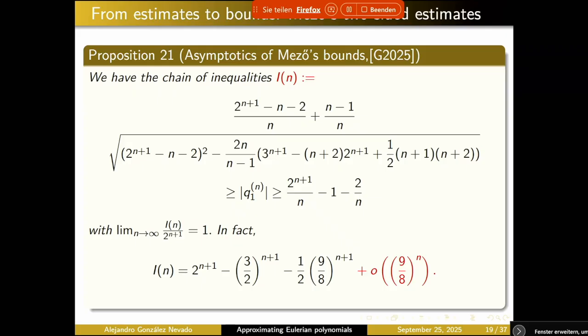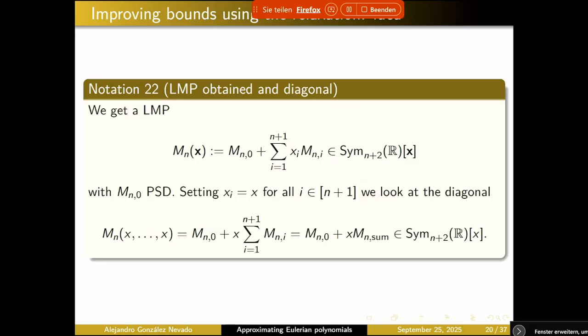And then we try to do that now with the new polynomials that we have. So how do we do this? We apply the relaxation, and then we get this linear matrix polynomial, and now we look at the diagonal. We are going to measure how good the relaxation is at approximating these Eulerian polynomials, looking at the polynomials from which we know a lot. So we set all the x equal, and then this is going to approximate the innermost root.